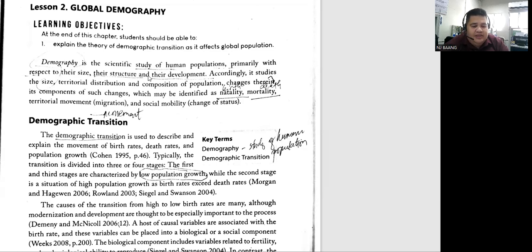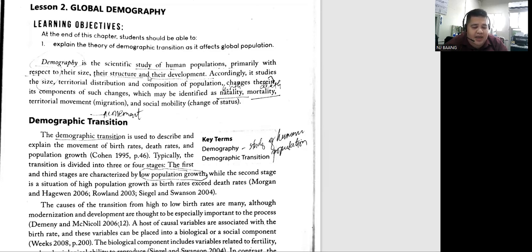When we say demographic transition, it is used to describe and explain the movement of birth rates, death rates, and population growth. Typically, a transition is divided into three or four stages: the first, the second, the third, and the fourth. The first and the third stages are characterized by low population growth, while the second stage is of high population growth, as birth rates exceed the death rates.